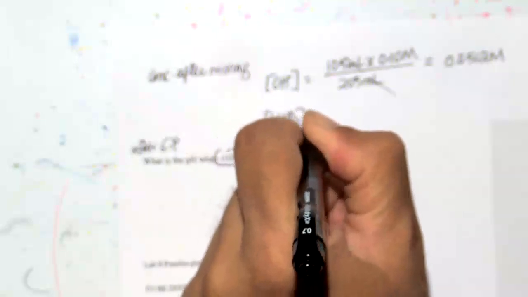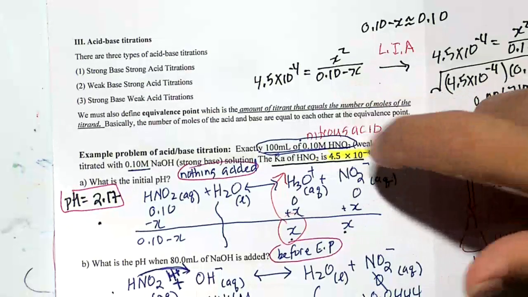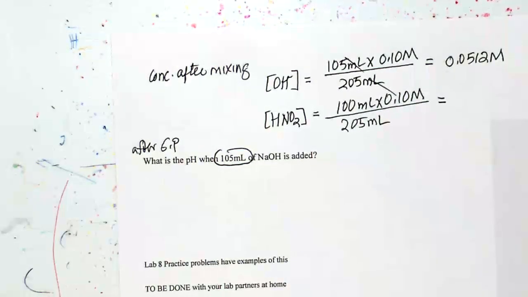We'll do the same thing now for the HNO2. This is 100 mLs times 0.10 molar divided by 205 mLs, because we have 100 mLs of HNO2. The mLs cancel, so what is that? I'm going to do that super quickly here. 0.0487.